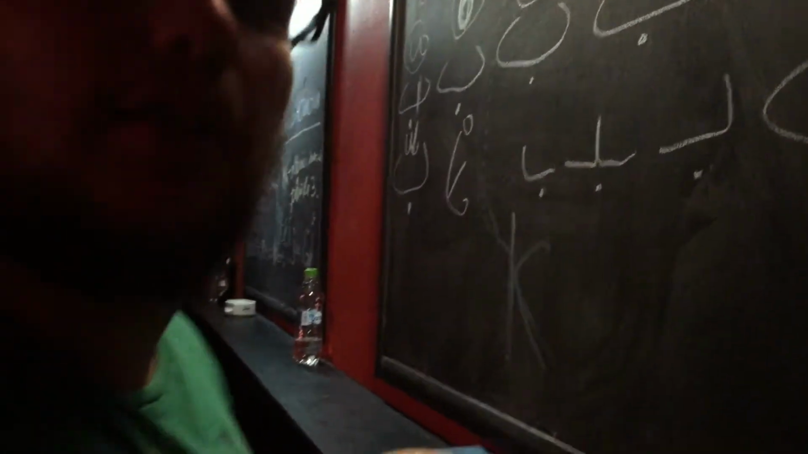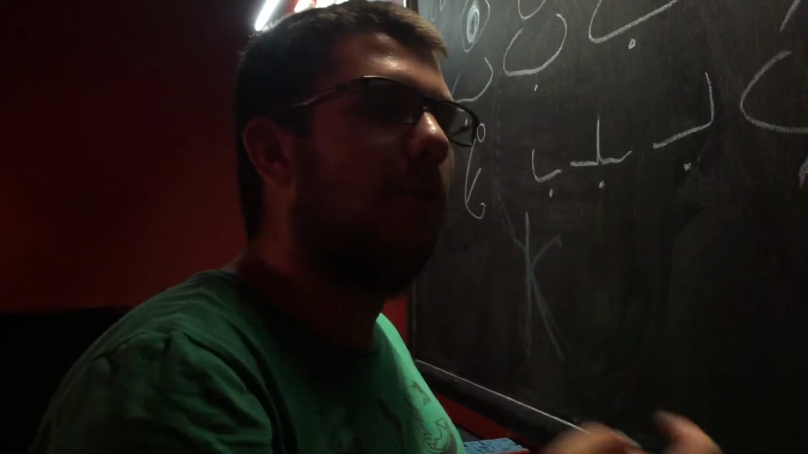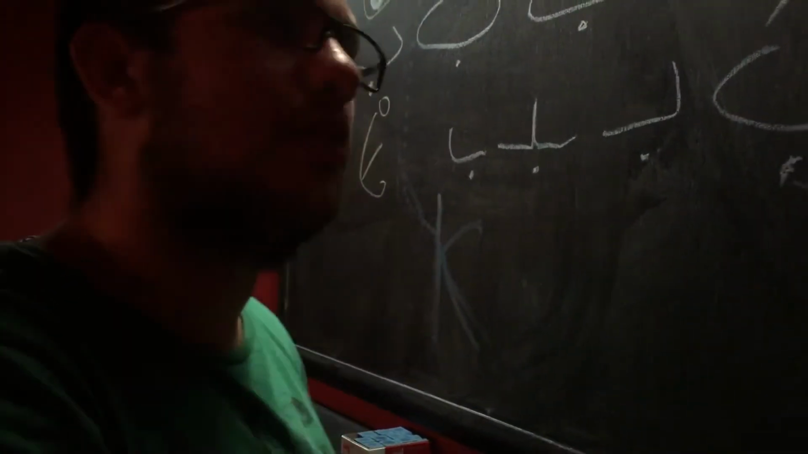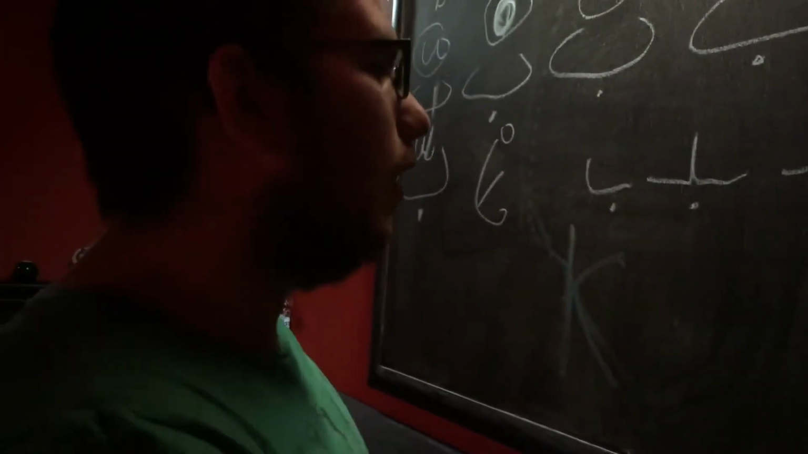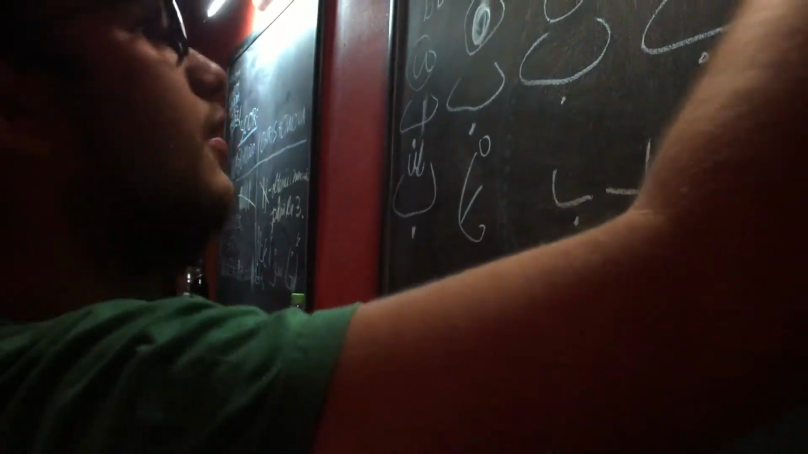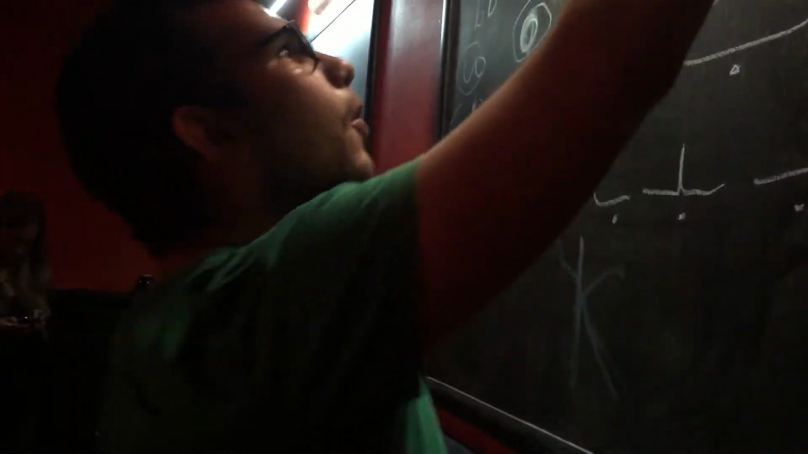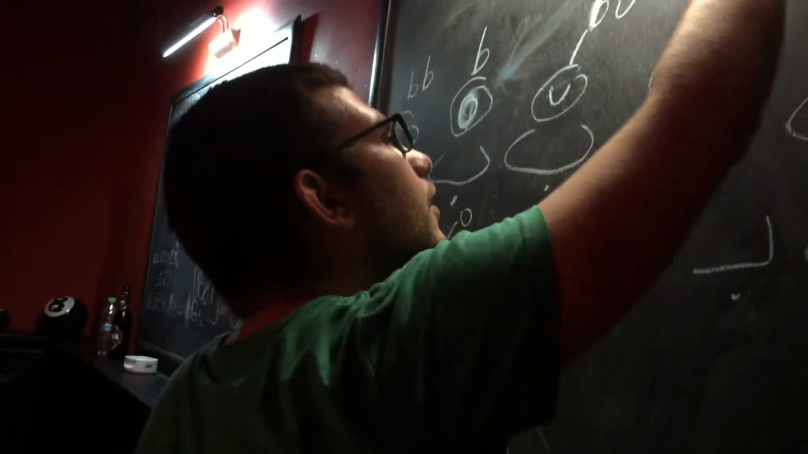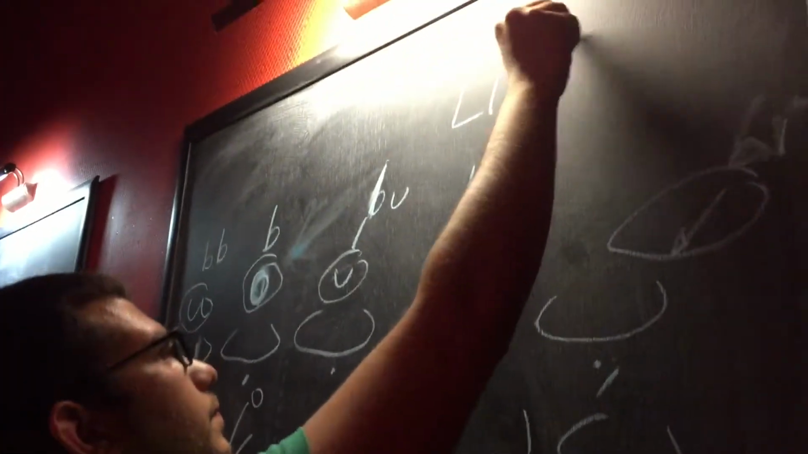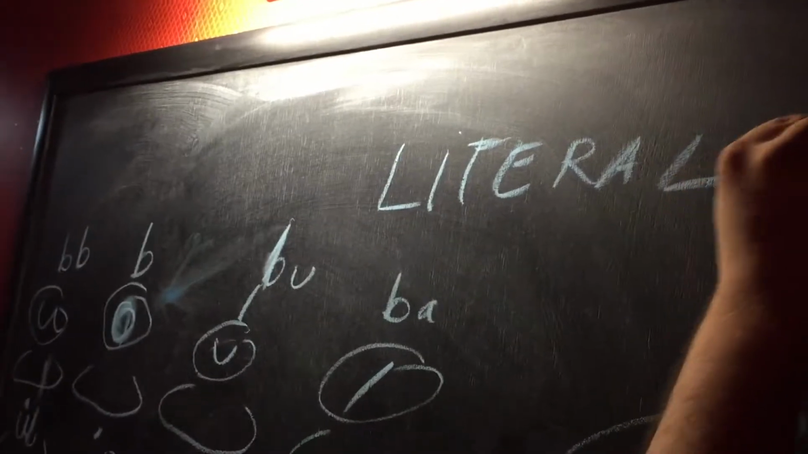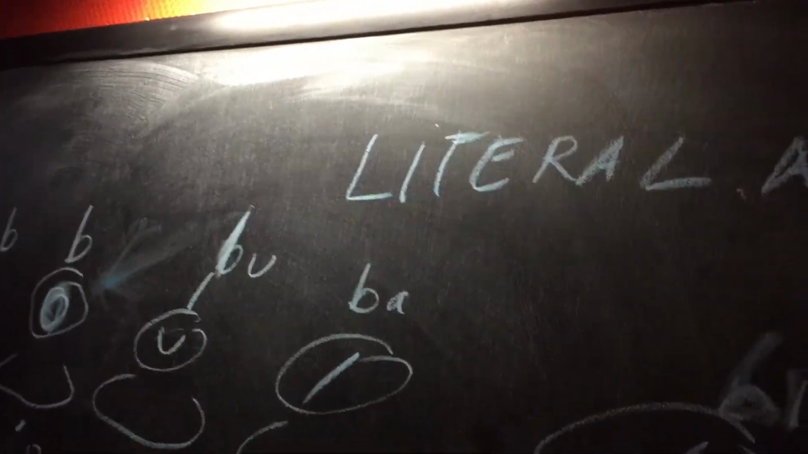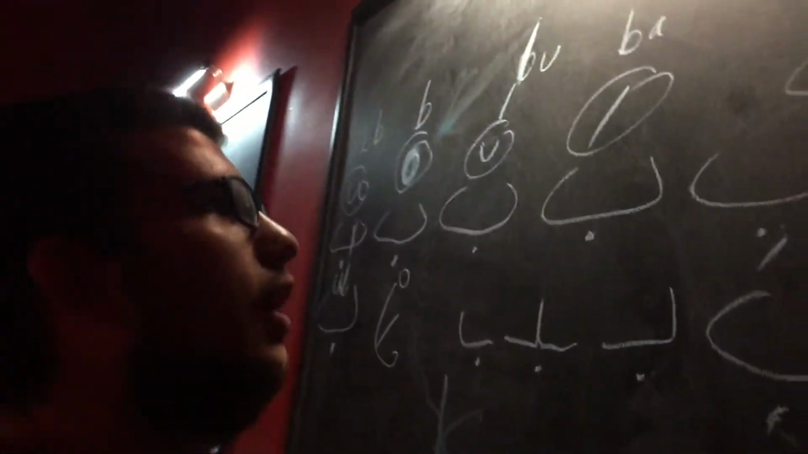But these 5 combinations of the letters are what make Arabic really special in that sense. If you use these, you get something called literal Arabic. Literal Arabic is basically a word in which you use all of these modifiers, so to say.